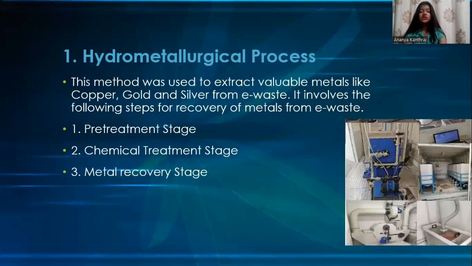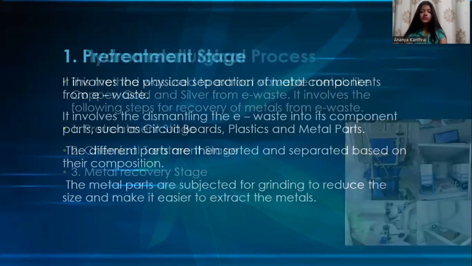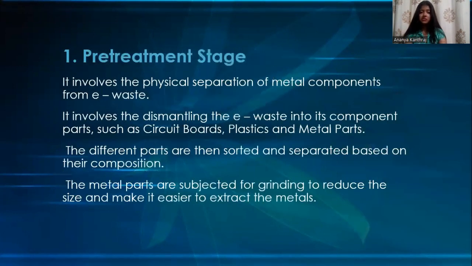First, let us look into the hydrometallurgical process. This method is used to extract valuable metals like copper, gold, and silver from e-waste. It involves the following steps for recovery of metals from e-waste. It includes three steps: pre-treatment stage, chemical treatment stage, and metal recovery stage. First is the pre-treatment stage.